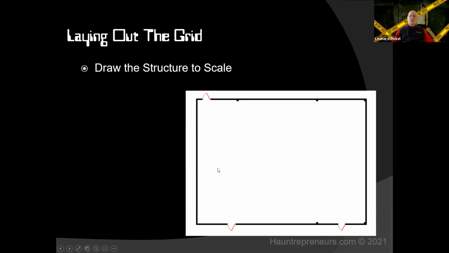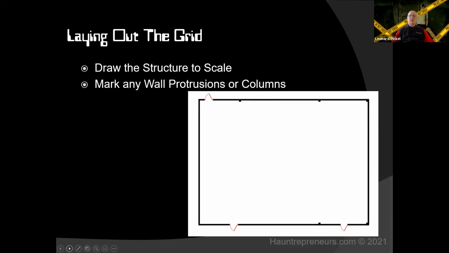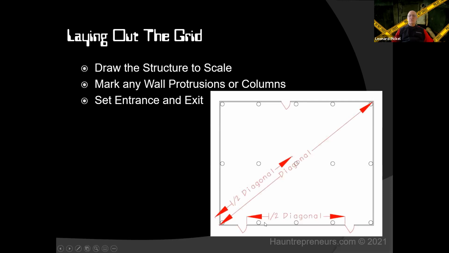You draw the structure to scale, draw your space, and make sure you put in all of the wall protrusions, columns, or anything that's in the space so that you know where those are. Even a pipe sticking out of the wall should be noted, because you want to make sure you've got plenty of clearance around that. Then the next step is to set your entrance and exit, knowing where they are going to be in the building.